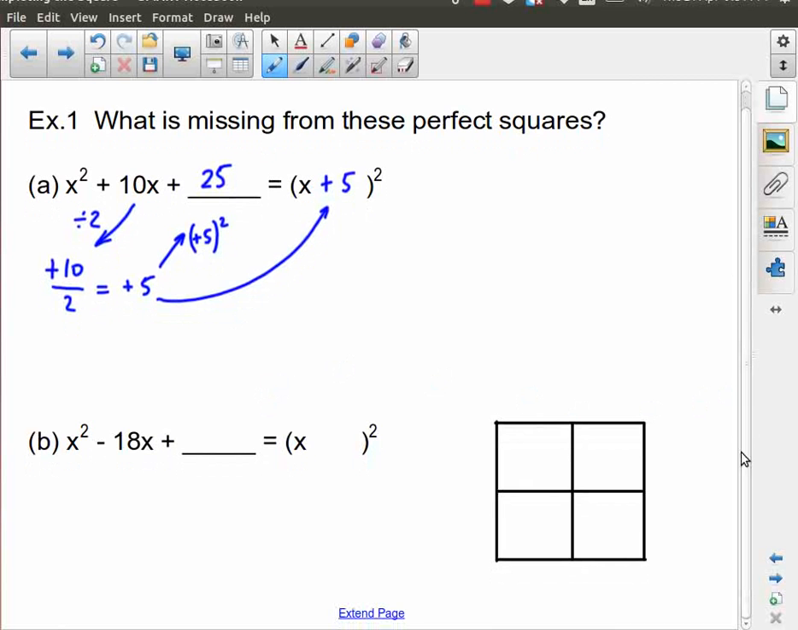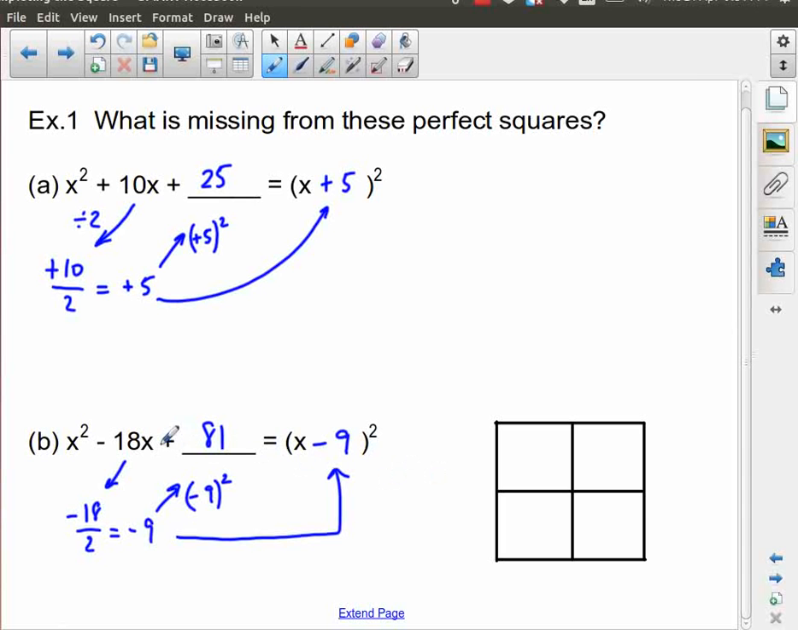Let's take a look at a second example. I'm going to take this number, which is negative 18. I'm going to divide it by 2, and I end up with negative 9. I take that number, negative 9, and I can put it straight into this bracket like this. Or I can take that negative 9, squared, which becomes positive 81. Notice I'm not even given the option for a sign here.